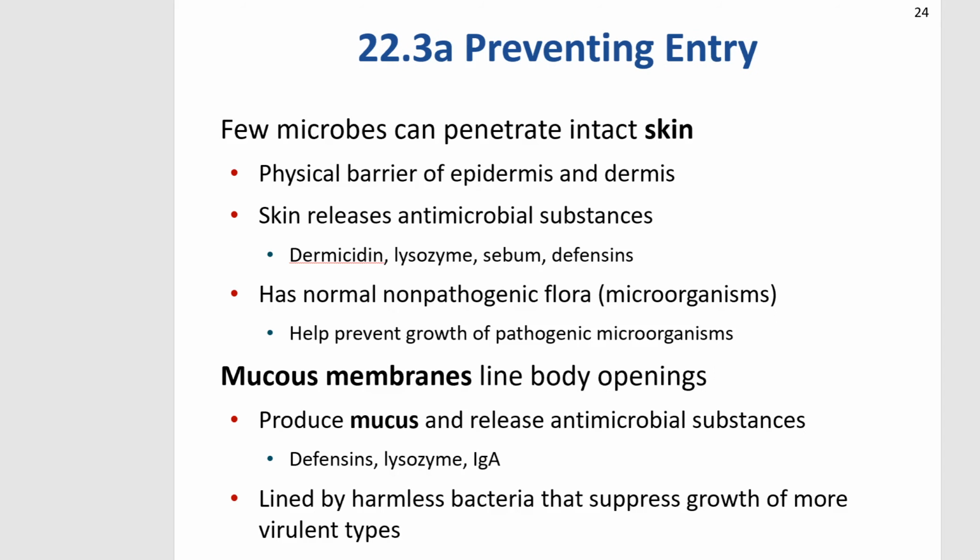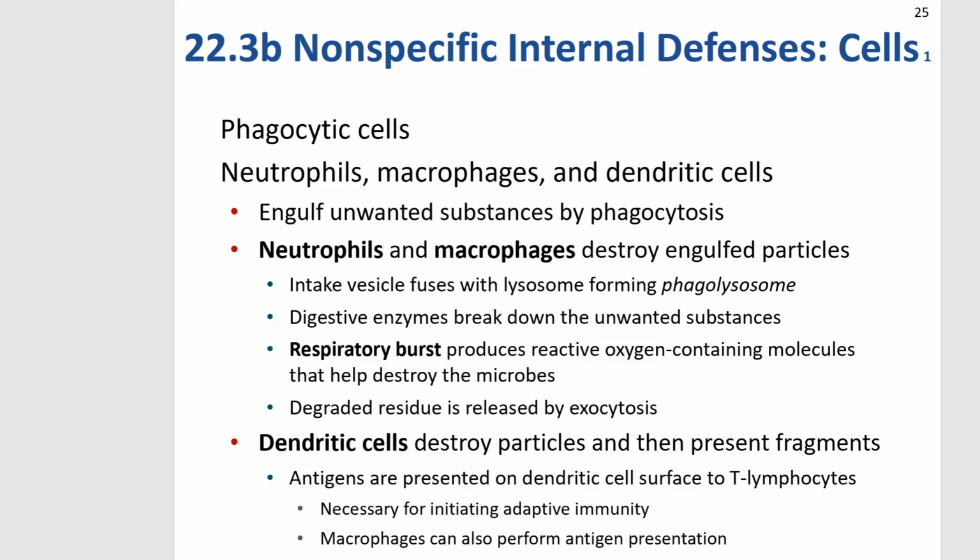So, preventing entry, like I say, just barriers. Skin can be the number one thing that protects us from infections and getting invaded by pathogens. Mucous membranes also help by capturing bacteria and suppressing growth.